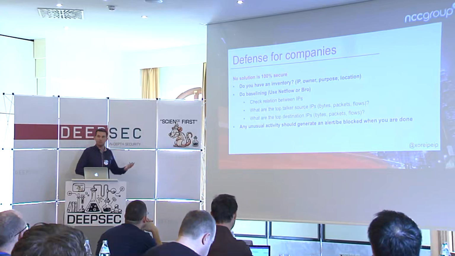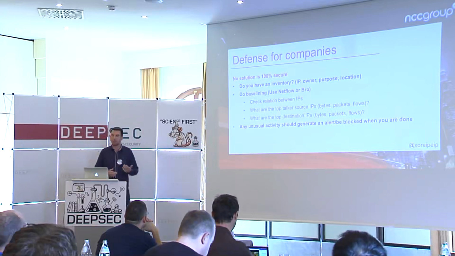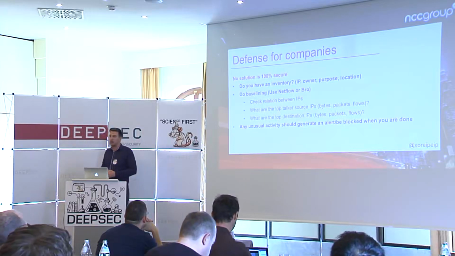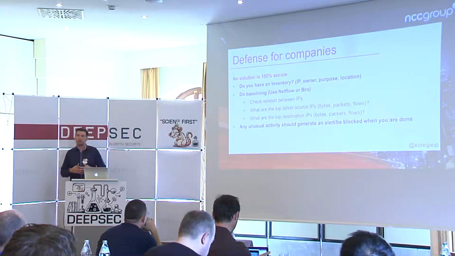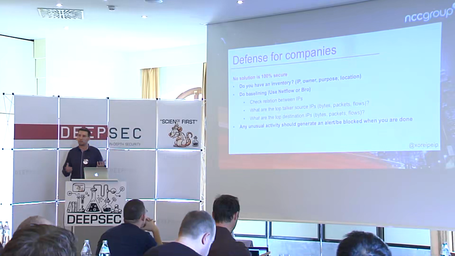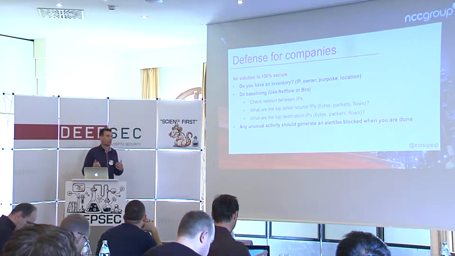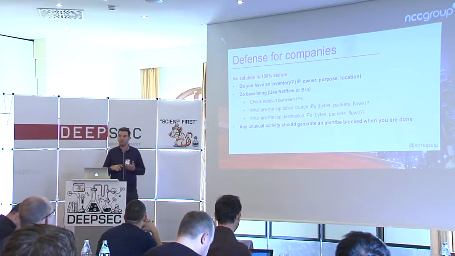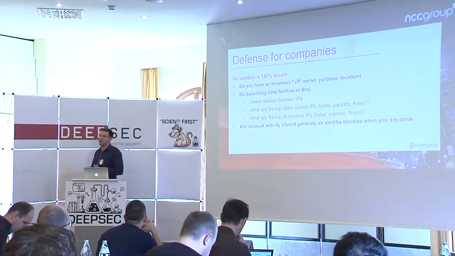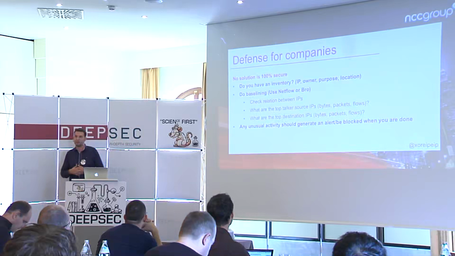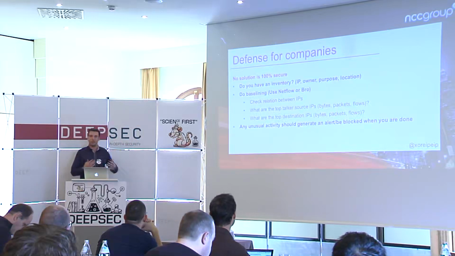If you have your inventory, you should do baselining with NetFlow or Bro. With that, you can create a statistical map of your network. You identify the top talkers, the IPs that are talking to each other, the frequency, the volume, the protocols, and that kind of stuff. And you create this statistical map, and after you feel confident about that map, you just put it in alert mode.